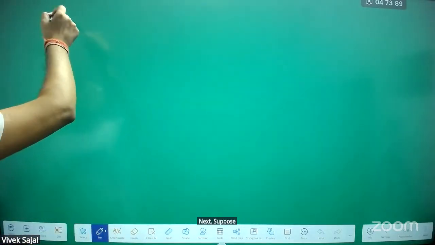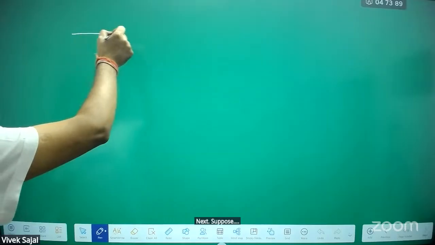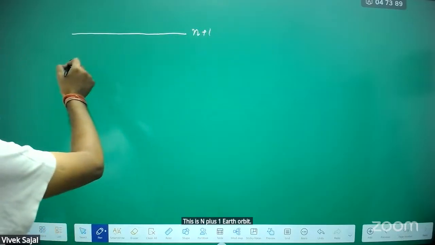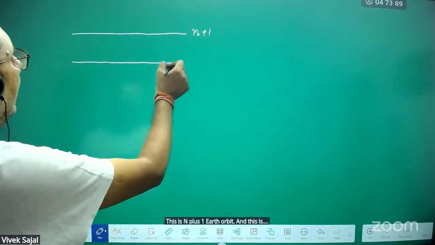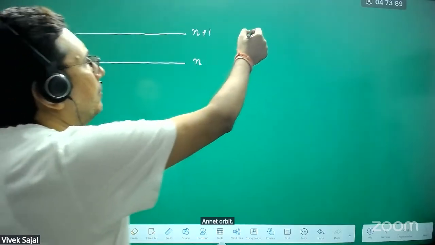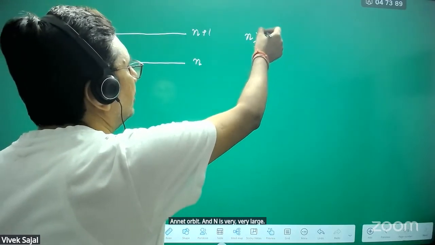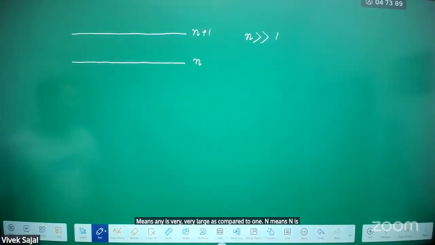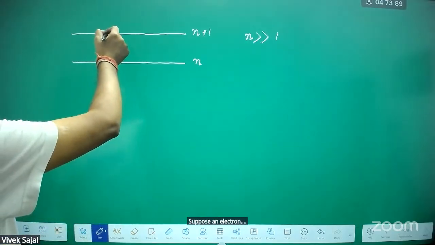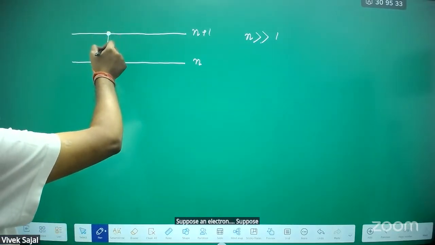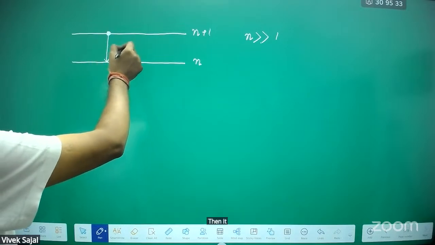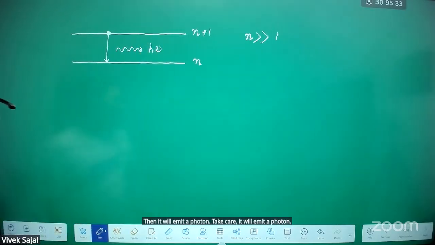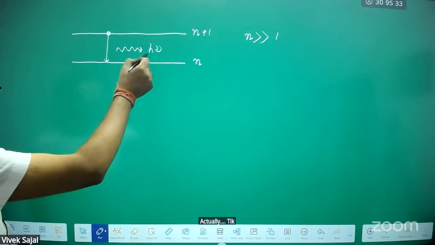Suppose this is n plus 1th orbit and this is nth orbit, and n is very very large as compared to 1. Suppose an electron jumps from here to here, then it will emit a photon. ठीक है, it will emit a photon, h nu.